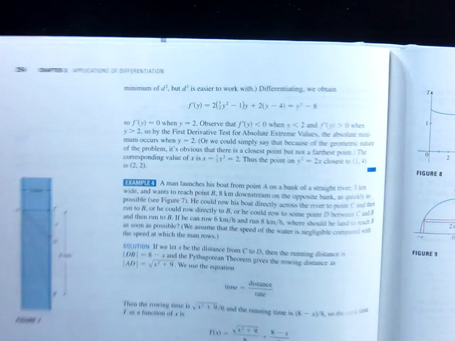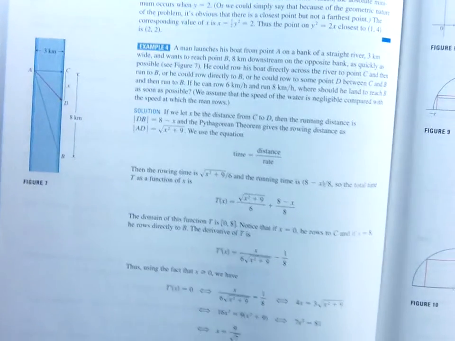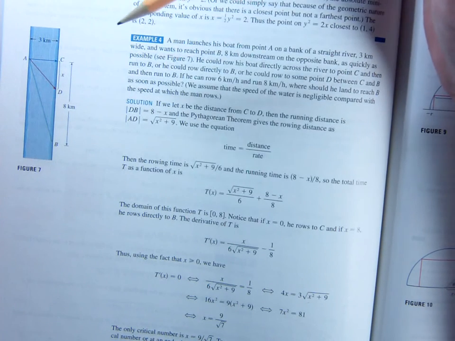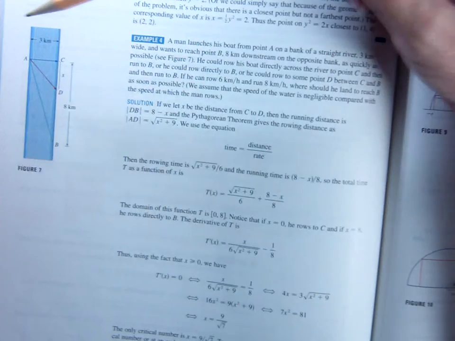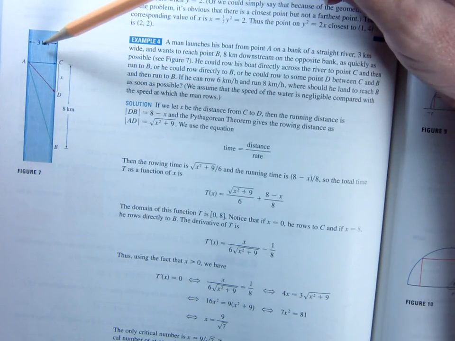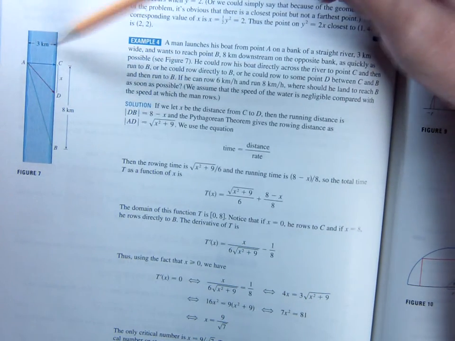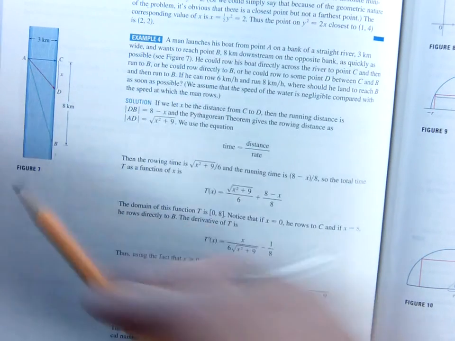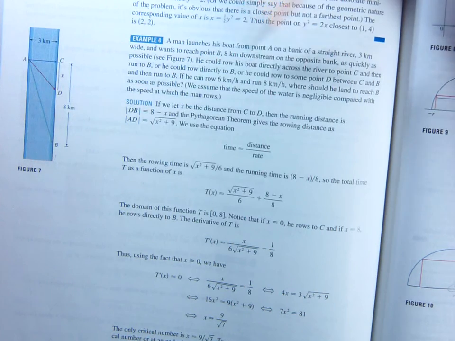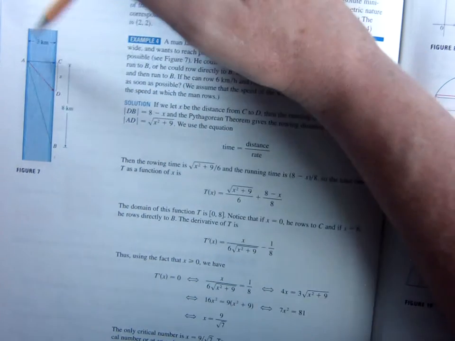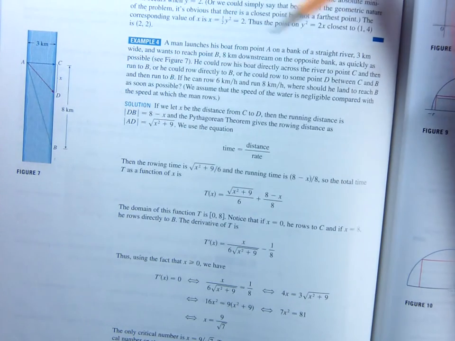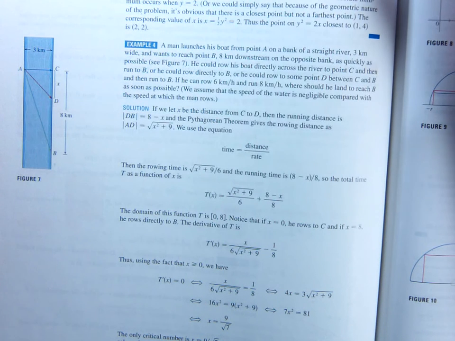Alright, now, next one, this is another classic problem. I think I did this problem when I was in high school. So, here we have a river. We have a man that launches his boat from point A on the bank of a straight river that's 3 kilometers wide, and he wants to reach point B, which is 8 kilometers downstream. So they give you these two distances. I have a 3 kilometer wide river. He wants to travel 8 kilometers downstream. Now he wants to get there as quickly as he can. So he's on one of these TV reality shows and he's trying to race.